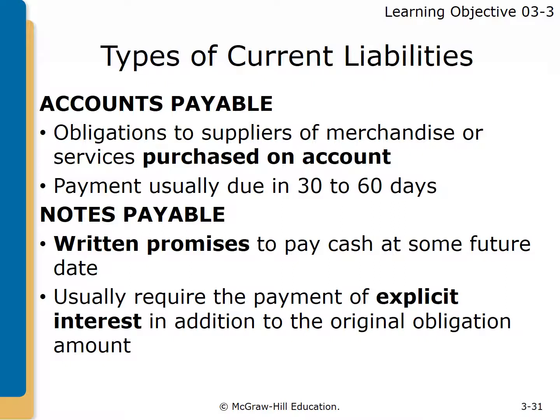Remember what an accounts payable is. It's your obligation to your suppliers of merchandise or services you purchased on account or credit. And these are usually payable within 30 to 60 days. So they're very short term. No interest is being charged on them. You just pay back your supplier. Notes payable, however, are written promises to pay cash at some point in the future and usually have an interest charged. Even though they will be paid within 1 year, the debtor, us, will have to pay back what we borrowed plus some amount of interest.